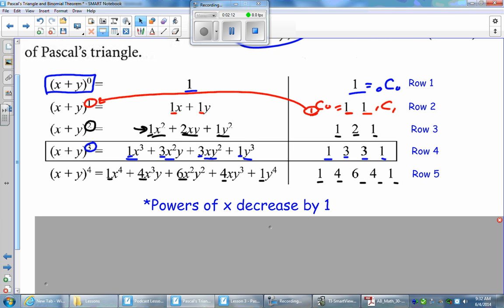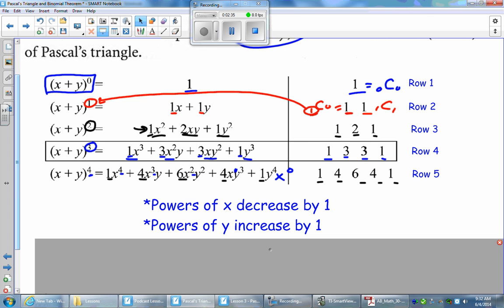Now, look at the powers of x in each expansion. You'll notice that the powers of x decrease by 1. So for example, if I look at this expansion of 4, you start with 4, 3, 2, 1, and there's actually an x to the power of 0 there, but that's just 1. We don't usually write that. So powers of x decrease by 1. Remember that pattern there.